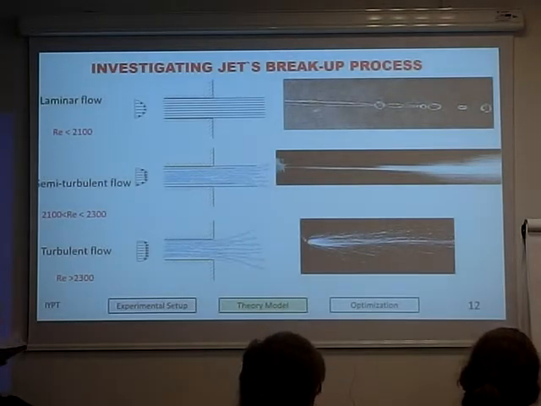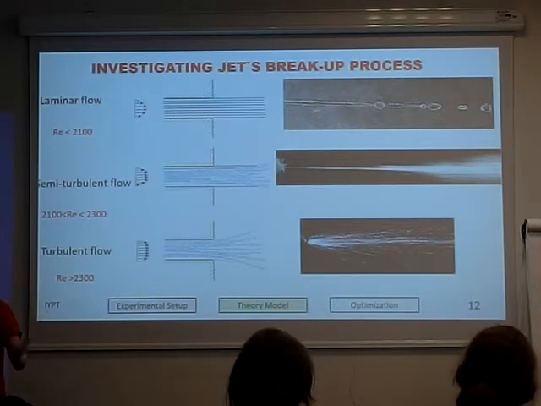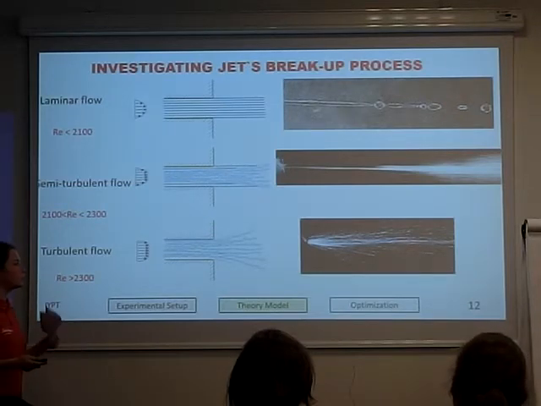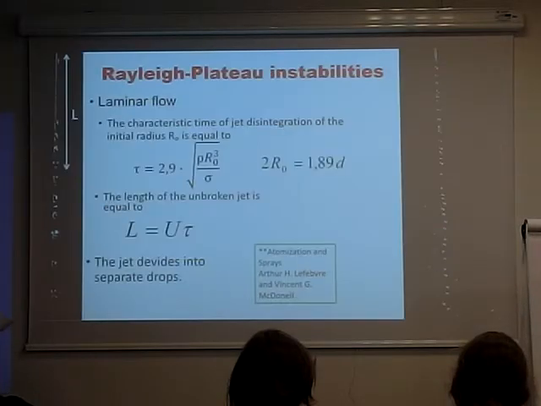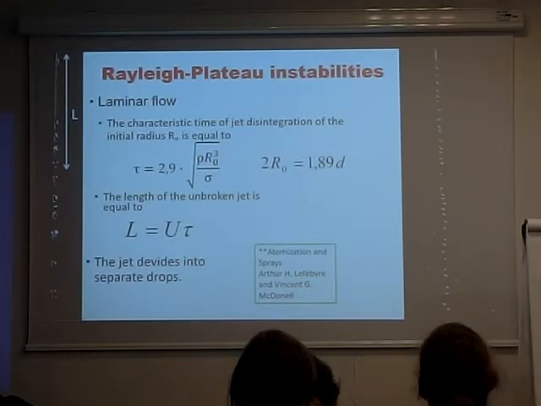So if we talk about a Reynolds number which is bigger than that, we will consider that the droplets will appear immediately near the orifice, and the jet motion is completely turbulent. So after that, let's consider the completely laminar flow. We will consider the Rayleigh plateau instability.